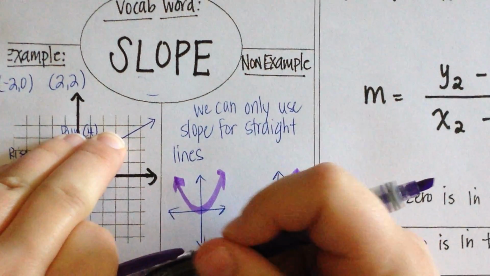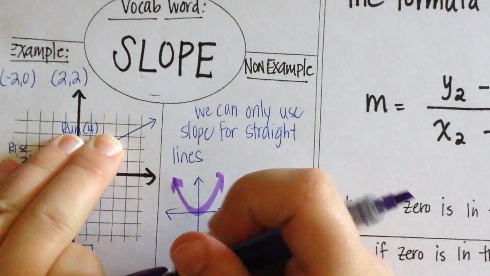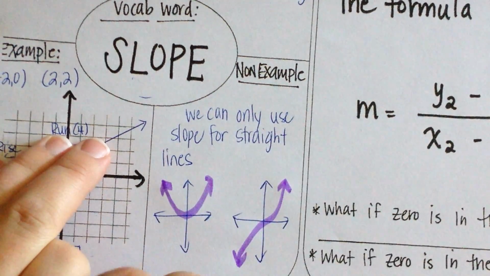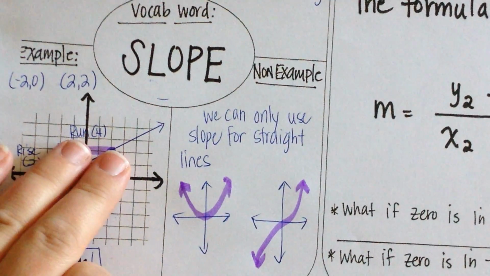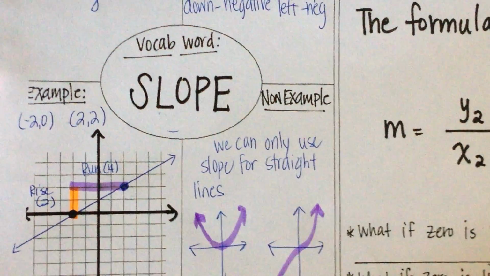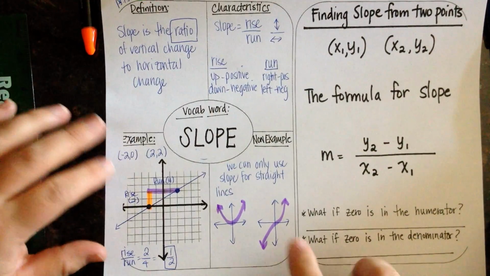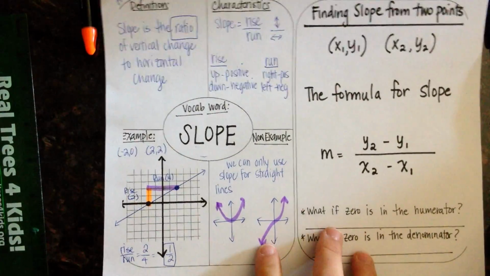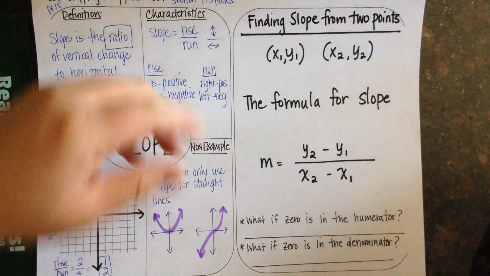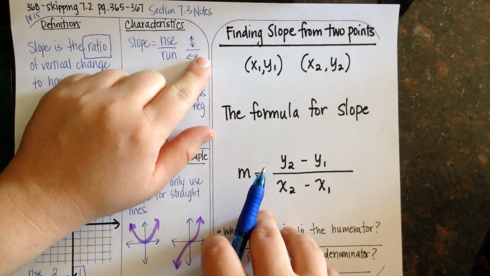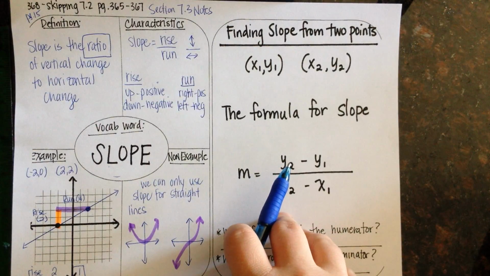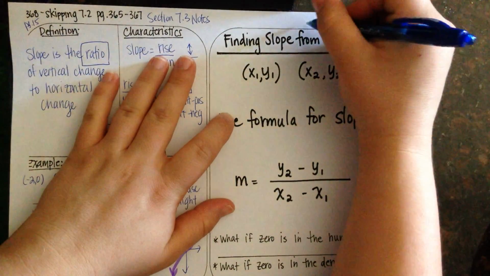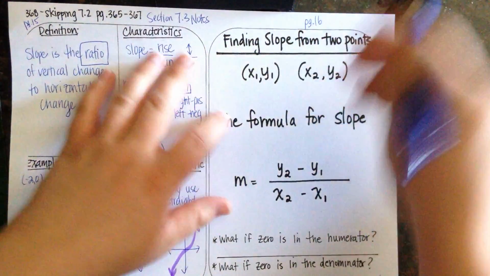So hopefully this gives you an idea of what we're going to be doing with slope. There are going to be several different methods that we use, and we're going to go through those in the next several pages. But remember, slope is the ratio of the vertical change to horizontal, rise over run. On this next page, finding slope from 2 points, this is going to go in your interactive journal on page 16. It's going to be its own page.